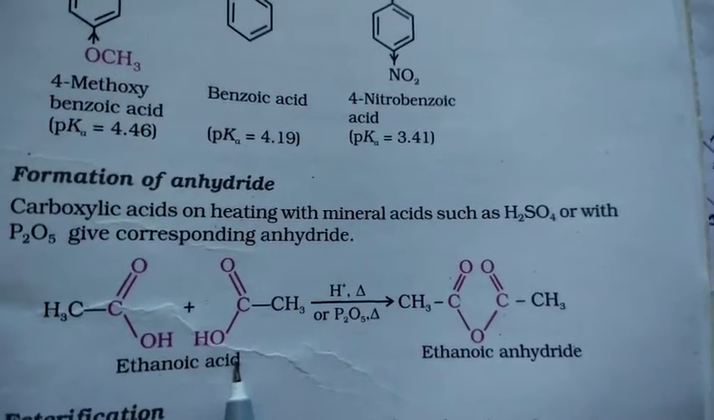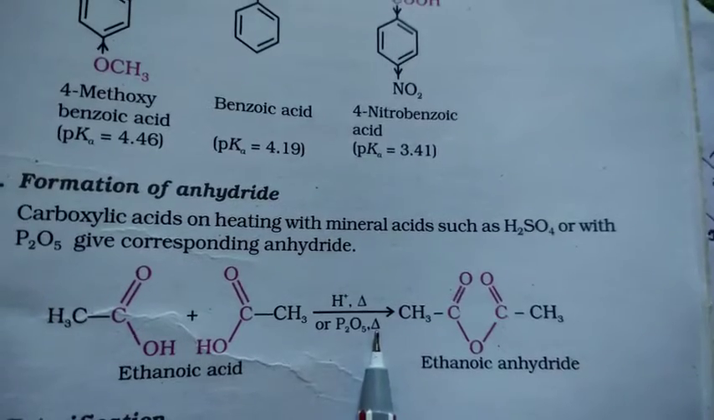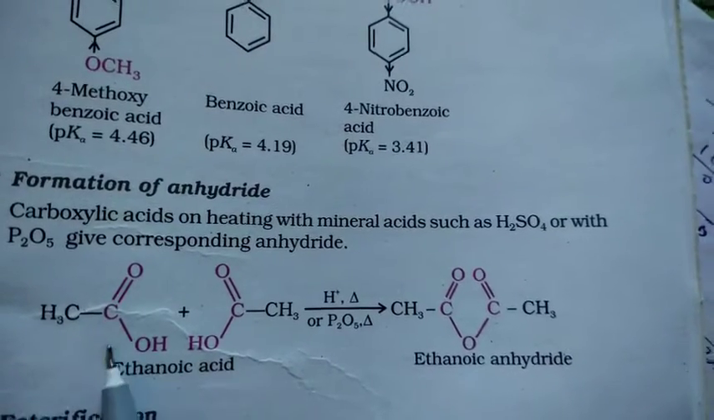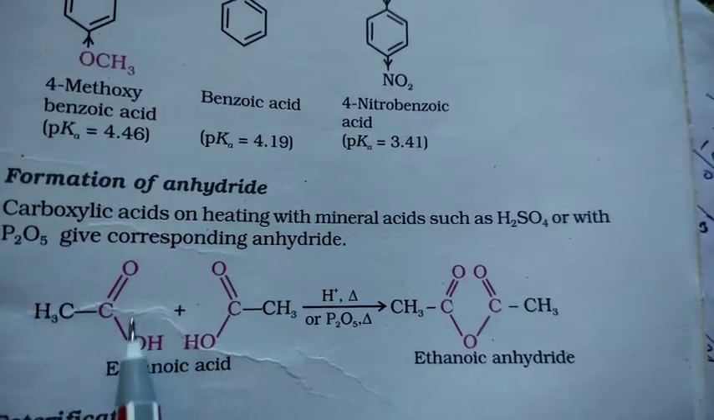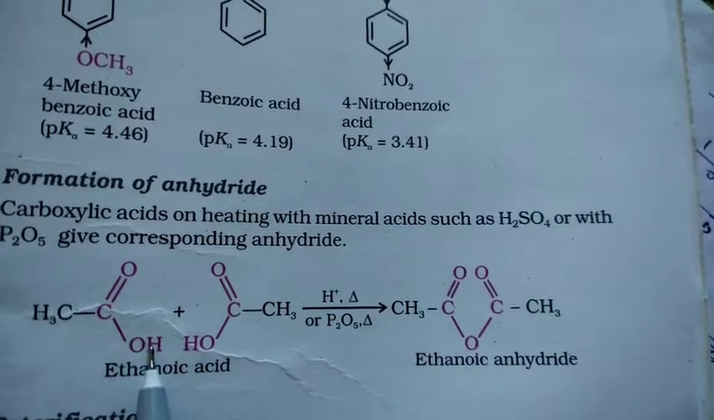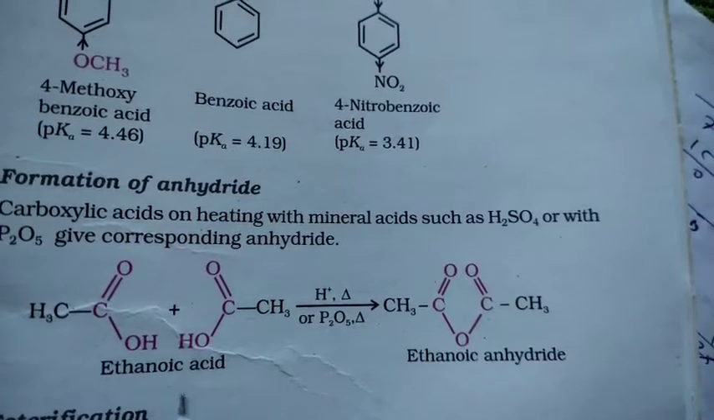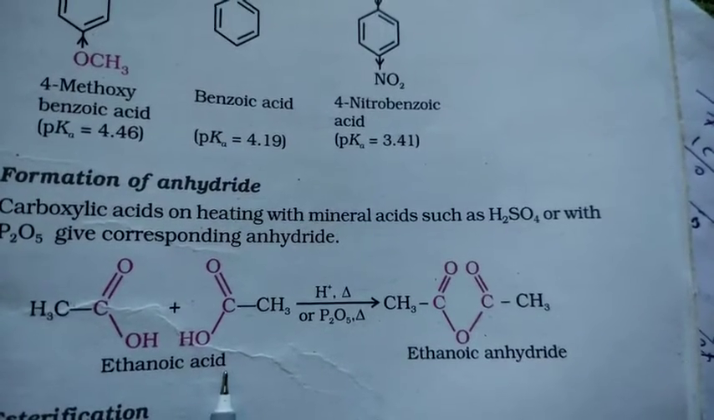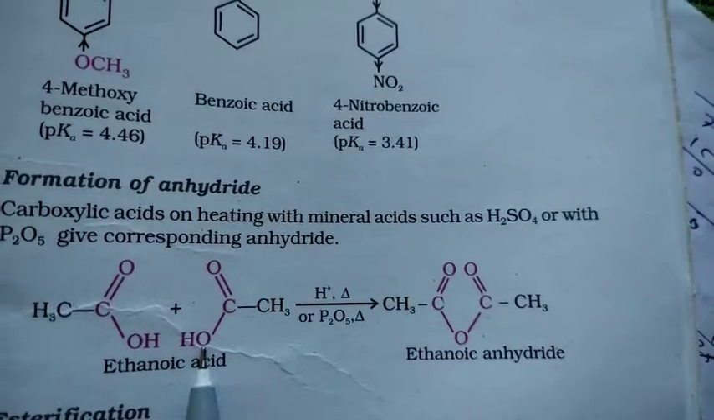Now 2 molecules of ethanoic acid are being taken, and since we are heating it, a water molecule will be released. Now the bond between this carbon and this OH will be broken, suppose, and OH is released, and from here suppose hydrogen is released, so one water molecule will be released in this case, and then what is left? This oxygen is left only.